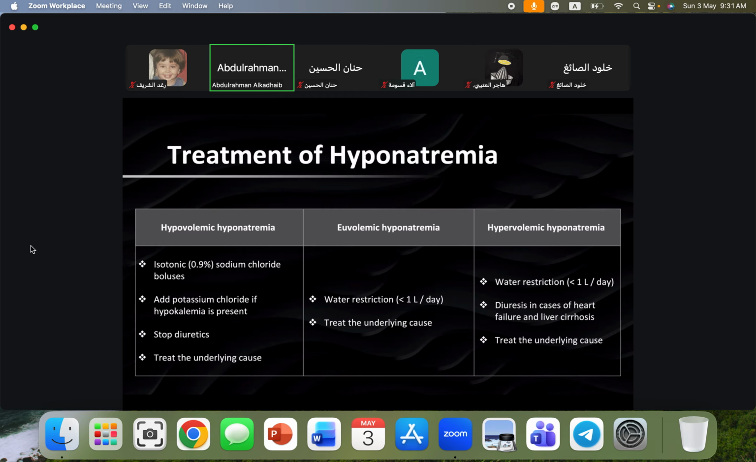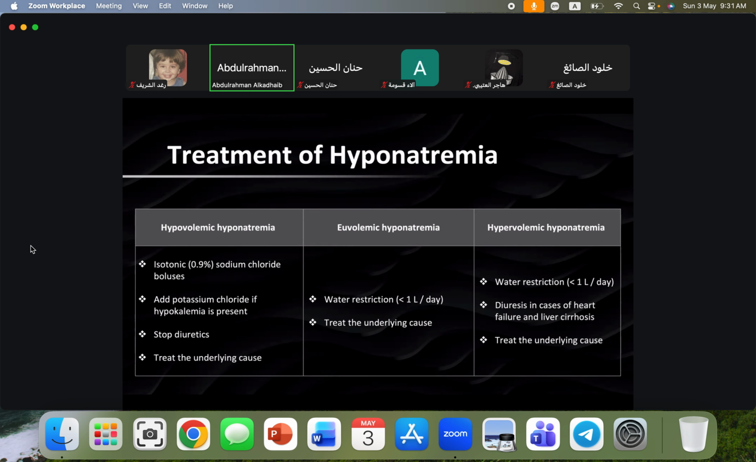In cases of euvolemic hyponatremia, usually we just instruct the patients to restrict the water intake to less than 1 liter per day, and again treat the underlying cause. That should be enough to treat the hyponatremia in those patients.